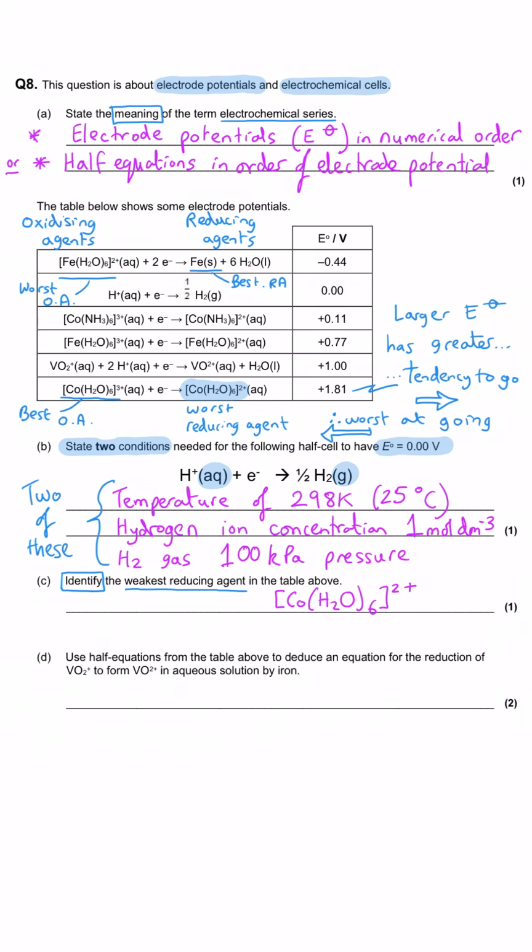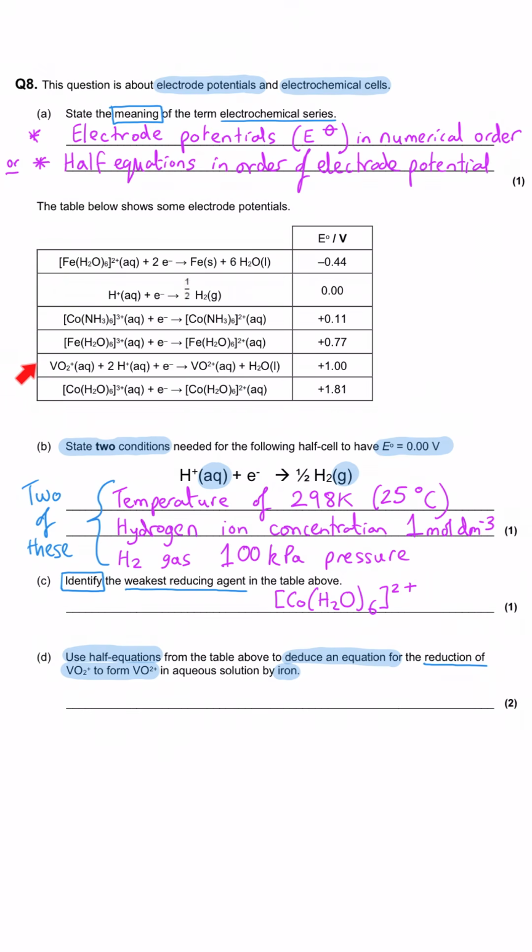Part D says use half equations from the table to deduce an equation for the reduction of VO2+ to turn into VO2+ in aqueous solution by iron. So we first need to identify the half equations that they're asking us about, and that is definitely this one with an electrode potential of 1. And iron appears in this top equation with an electrode potential of minus 0.44.